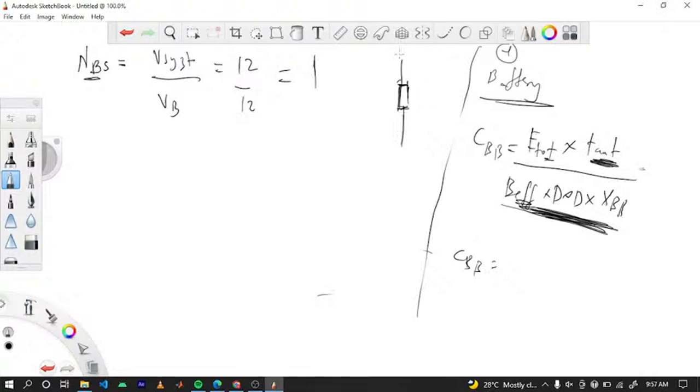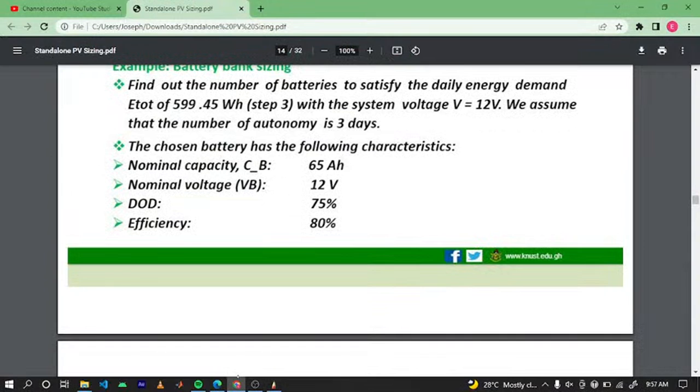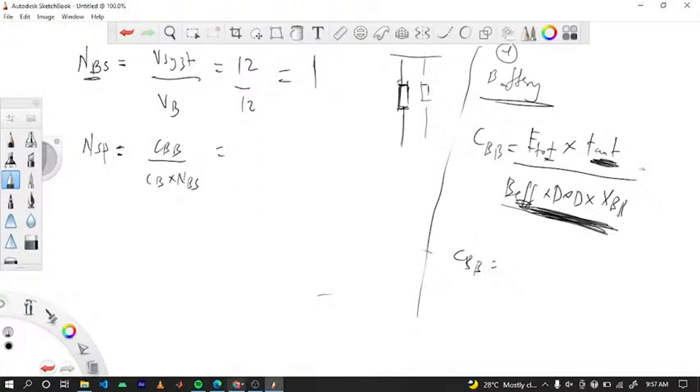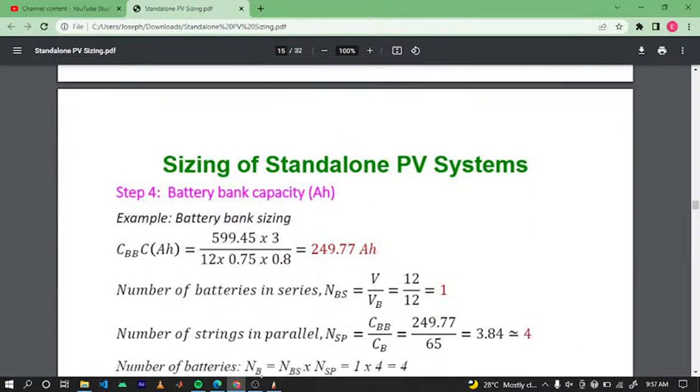Now I want to know how many of such strings I have to connect in parallel. The number of strings in parallel is given by the battery bank capacity over the capacity of just one battery times the number of batteries in a string. We're given the capacity of one to be 65. So I'll do 249.77 over 65 times 1. That'll give us 4 strings in parallel.